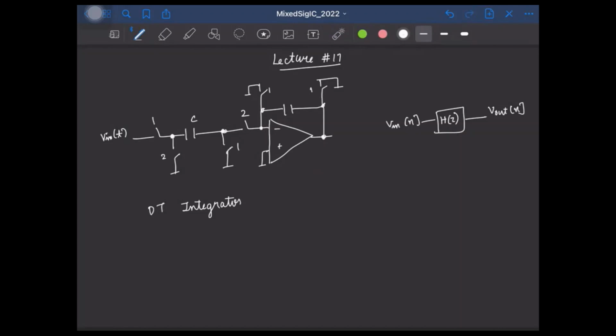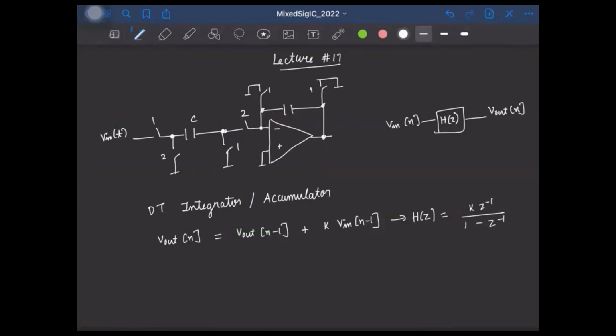Because most of the practical transfer functions we might be interested in can be realized as a cascade of integrators with some feedback. Okay, and what's a discrete time integrator? That is essentially an accumulator which keeps adding the input to the existing output. Right? So if you look at the difference equation, it will look like this. The output Vout of n will be the previous output sample Vout of n minus 1 plus say some k times the previous input Vin of n minus 1. And what will be the transfer function H of z? That will be simply k times z inverse by 1 minus z inverse.